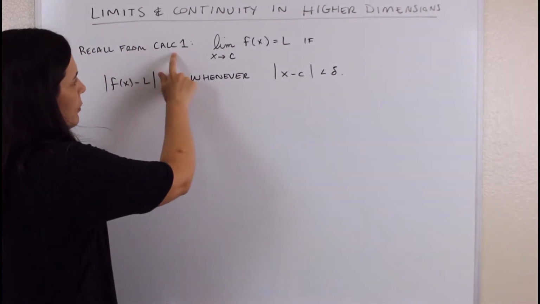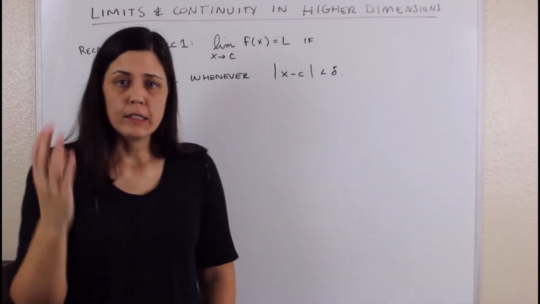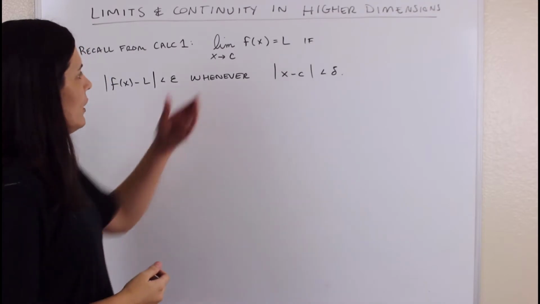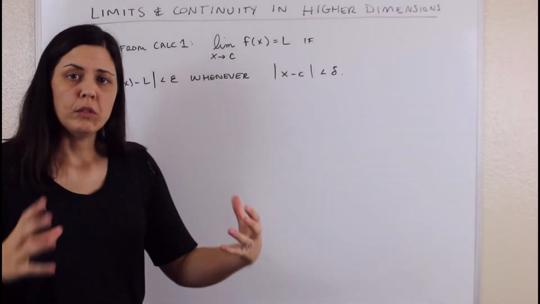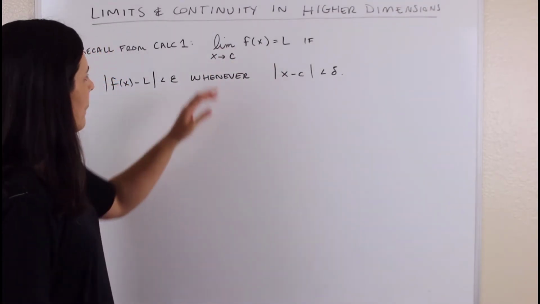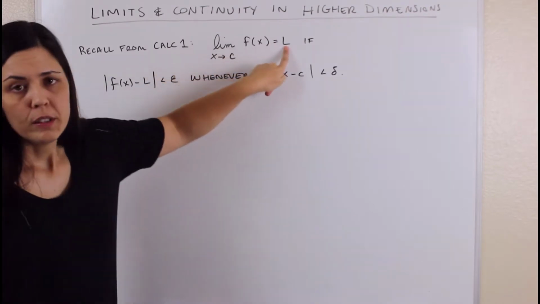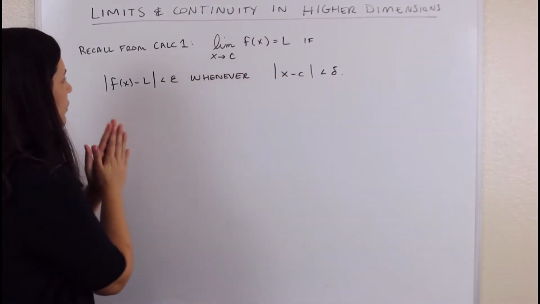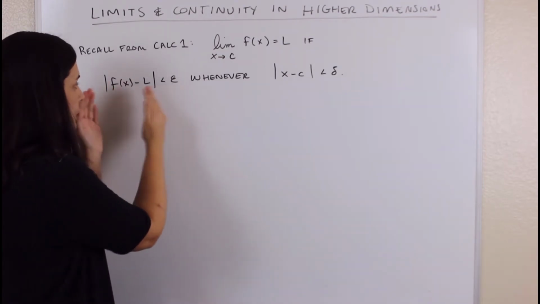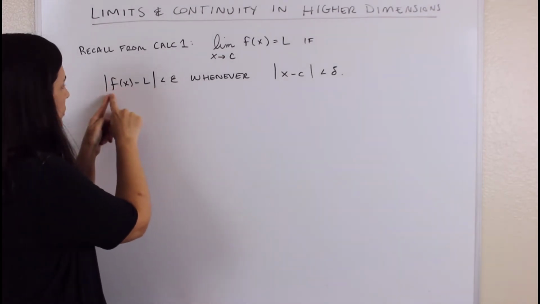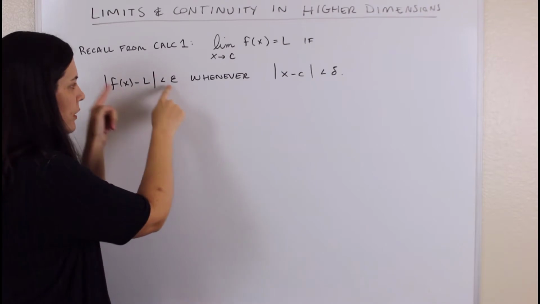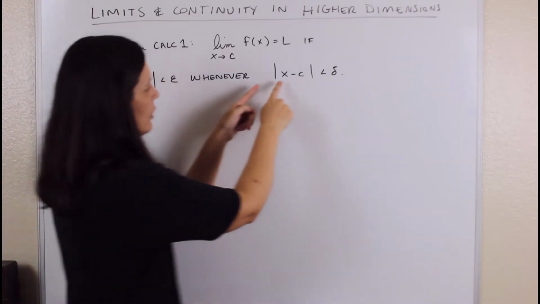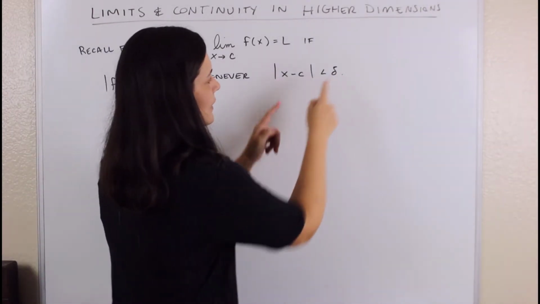So starting back from Calc 1, when your functions relied on a single variable, this was your limit definition, the formal definition for a limit of a function. The limit existed and equals this number L as long as these were true. What you read is: absolute value of f of x minus L is less than epsilon whenever absolute value of x minus c is less than delta.